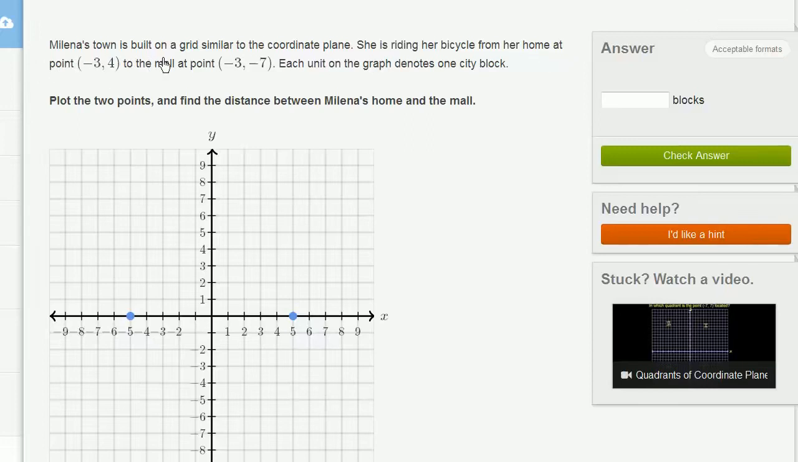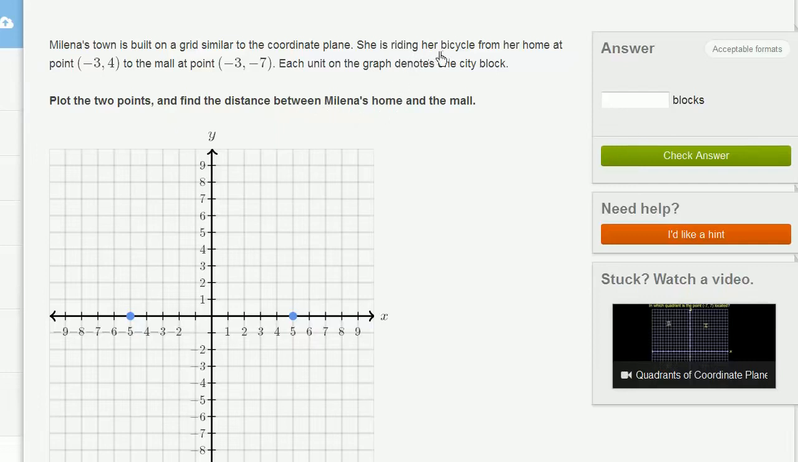Malena's town is built on a grid similar to the coordinate plane. She is riding her bicycle from her home at point -3, 4 to the mall at point -3, -7. Each unit on the graph denotes one city block. Plot the 2 points and find the distance between Malena's home and the mall.